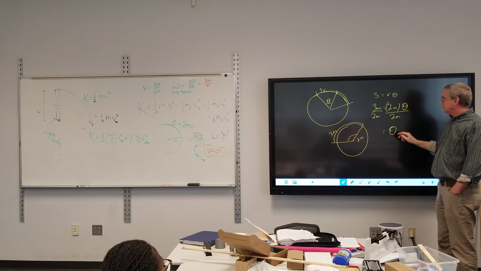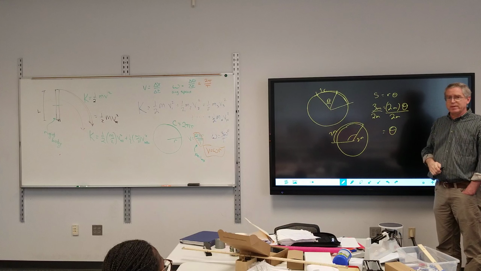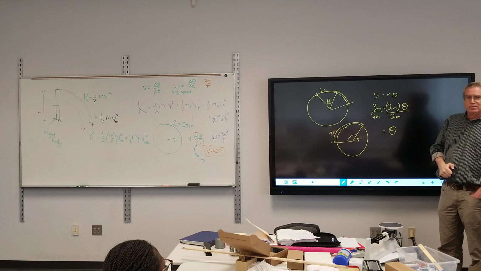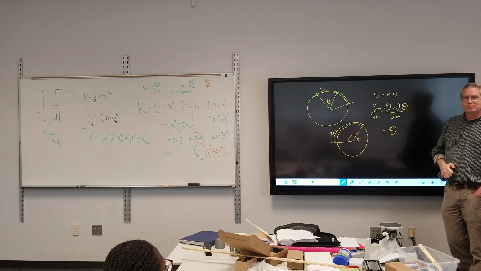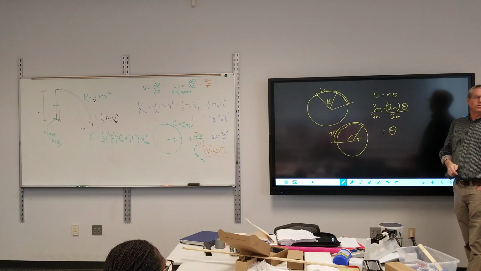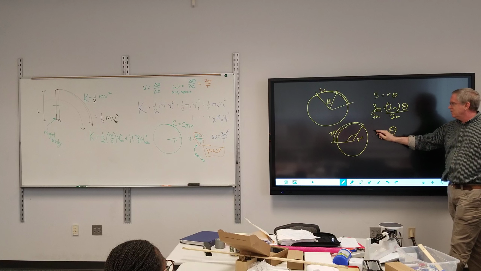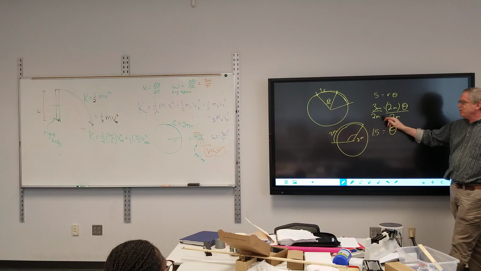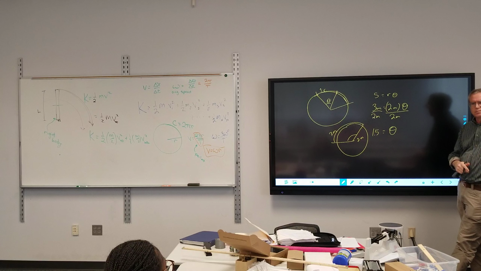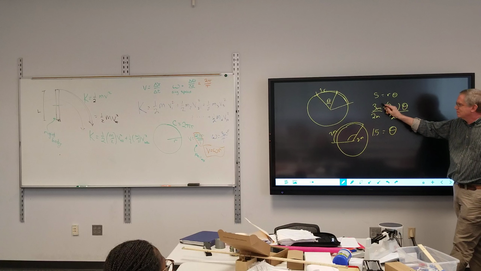So what do I get? What is 3 meters divided by 2 meters? 1.5. What about the units though? Meters. They cancel out.